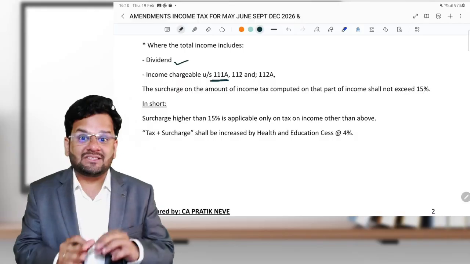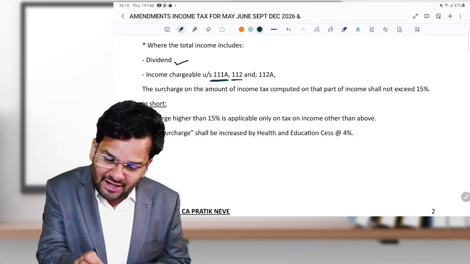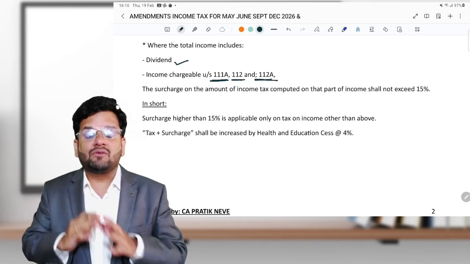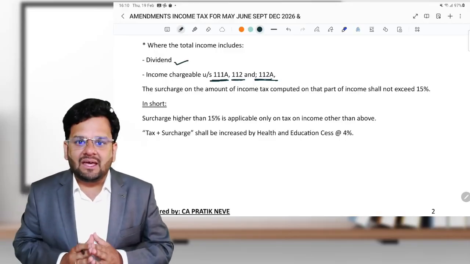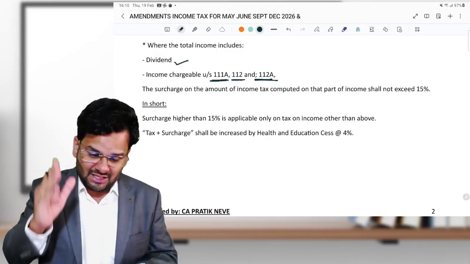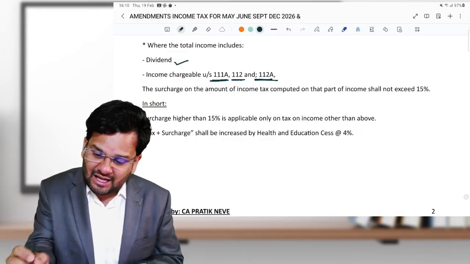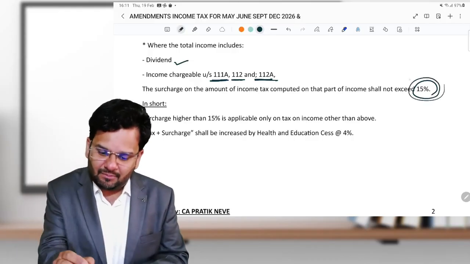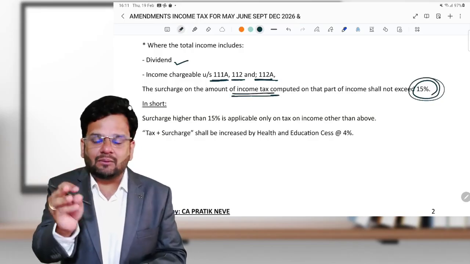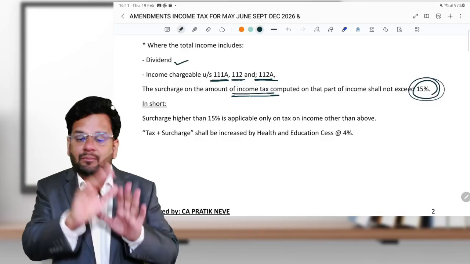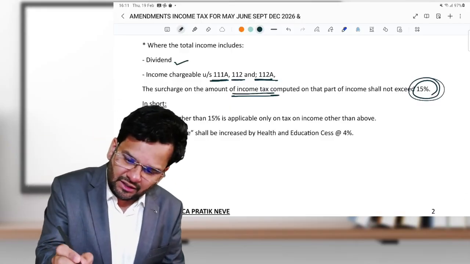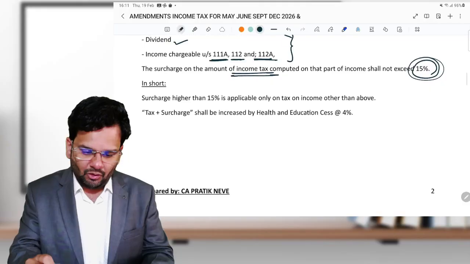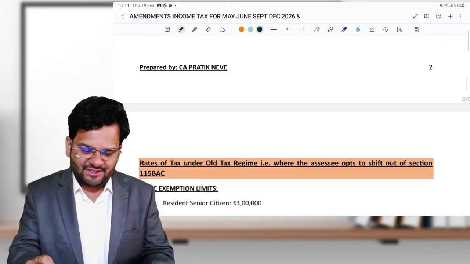And where the total income includes dividend or income which is chargeable under 111A, meaning short term capital gains on sale of equity shares, or 112, meaning any type of long term capital gains, or 112A, meaning long term capital gains on transfer of listed equity shares, then the surcharge cannot exceed 15%. The surcharge on income tax on that part of income, meaning these three incomes, cannot exceed how much? It cannot exceed 15%. Okay. So let's go ahead now.